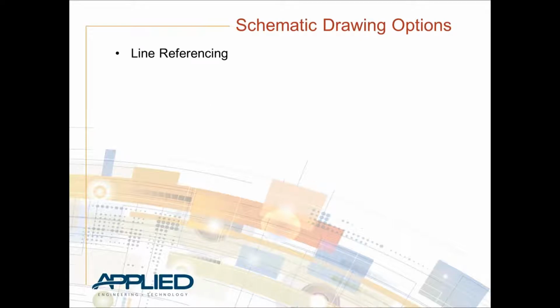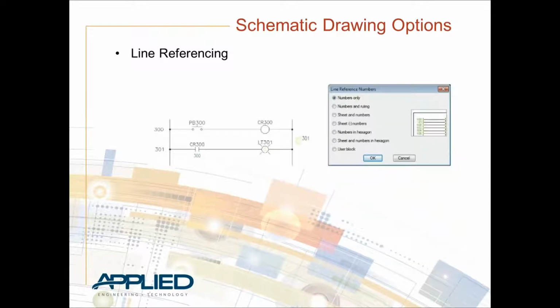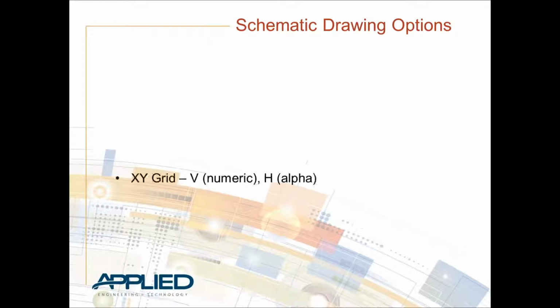The most common schematic drawing option is what we call line referencing, and that's one that I just showed you. So components that are on line 300 have that. If they originate on line 300, they have 300 as part of their identifier. This is probably the most common of the options that I've seen.